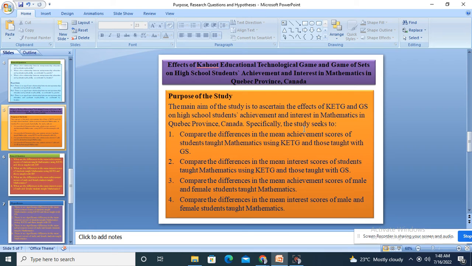Then the last one will be to compare the differences in the mean interest scores of male and female students taught mathematics. Then you can still have interaction effect, to determine the interaction effect of instructional technology and gender on student achievement in mathematics. That is the interaction effect if you want to include it, 5 and 6. But in this kind of study it is good to include the interaction effect to make it 6 research questions, 6 hypotheses and 6 purposes.